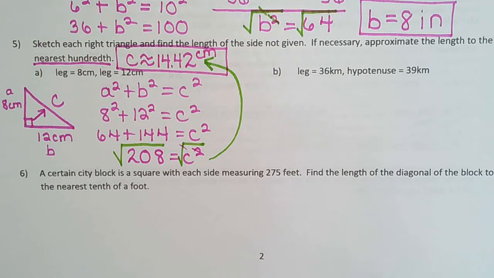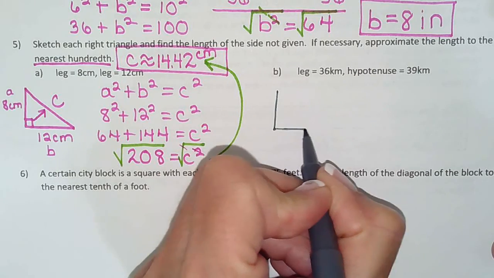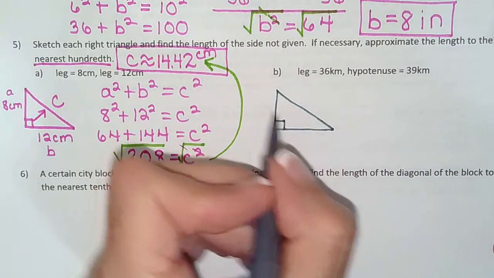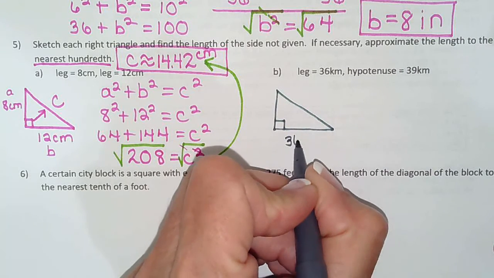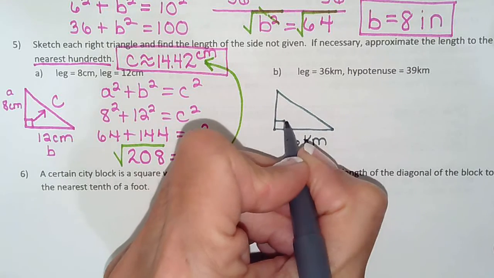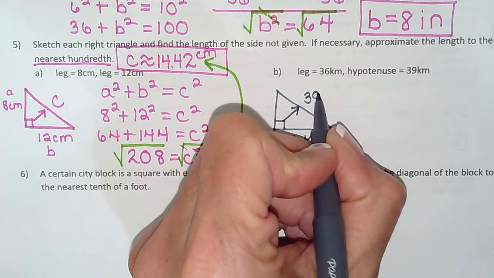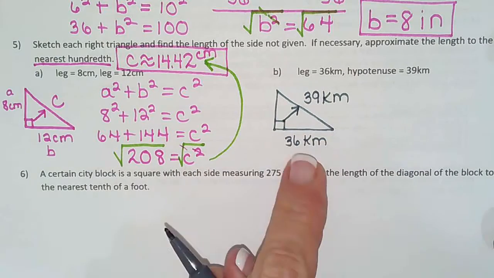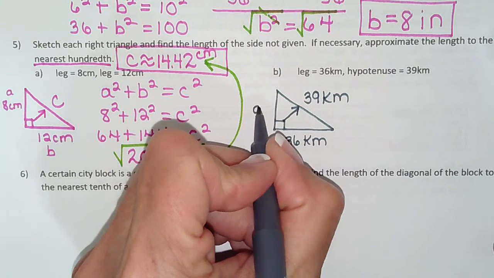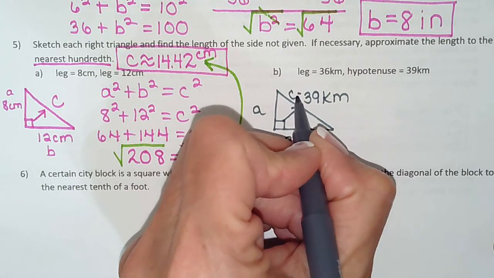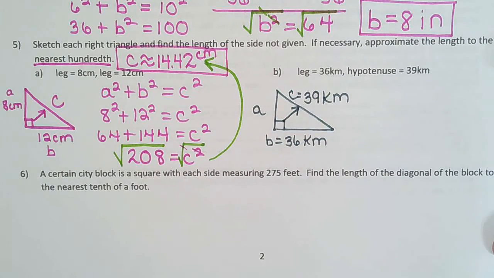Okay, next one. Ooh, we're getting to be kind of big numbers now. So we have a right triangle, and it says one leg is 36 kilometers. The hypotenuse, which is opposite the right angle, is 39 kilometers. So we can call that A or B. I'm just going to call it A. I'll call this B. This is the only one that there's no choice. It has to be C because it's a side opposite the right angle.